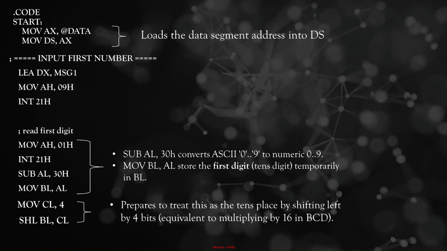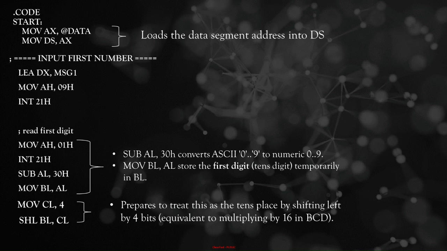So now, while reading the first digit, I read a single character from the keyboard. mov ah, 01h selects DOS function 01, that is read character, and int 21h waits for a key press and returns the ASCII code in AL. For example, if the user types 4, AL will be 34h.